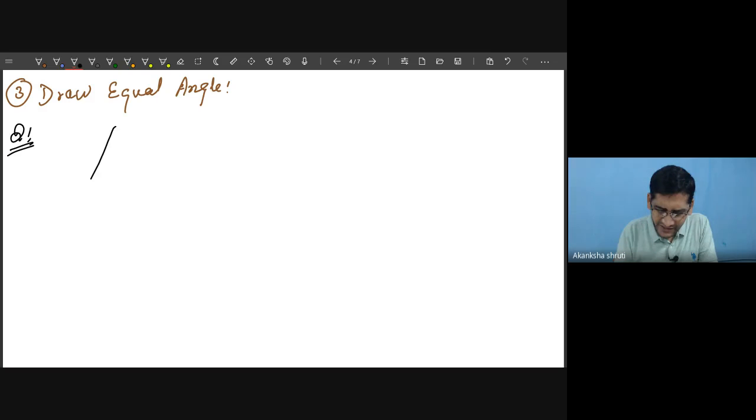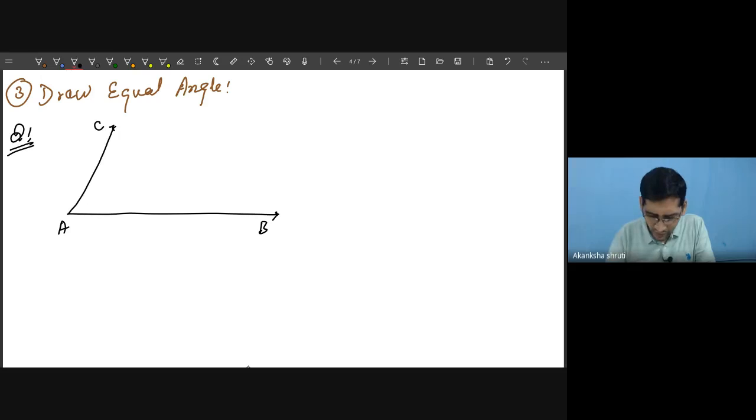You are given this figure. Say, consider this point as A, this as B, this as C. Whatever this angle is, I do not know what angle it is. Now you have to draw an equal angle at point P.